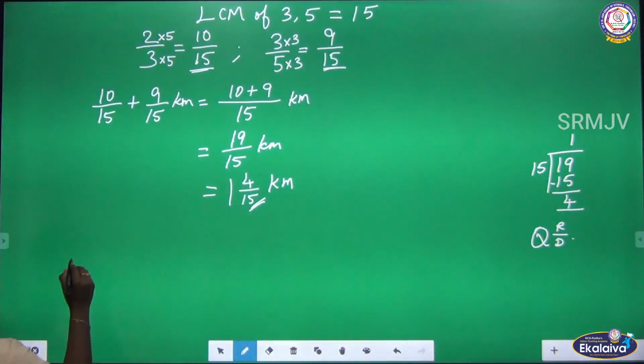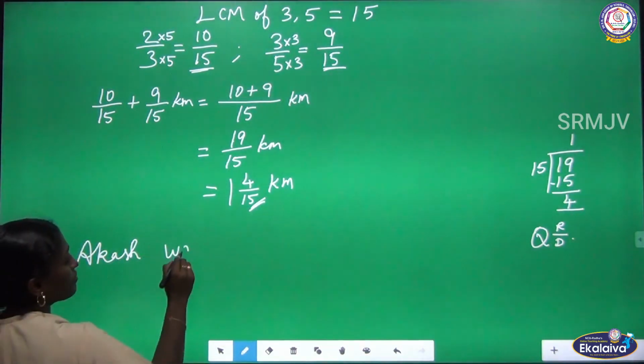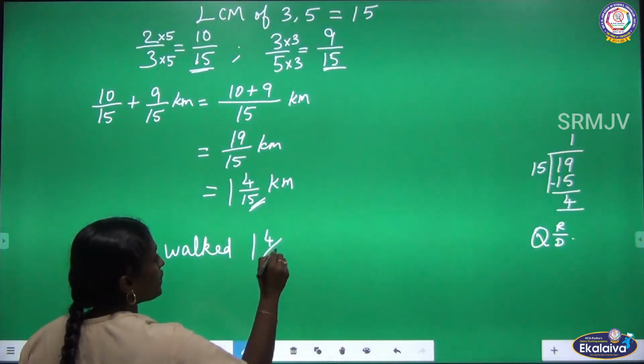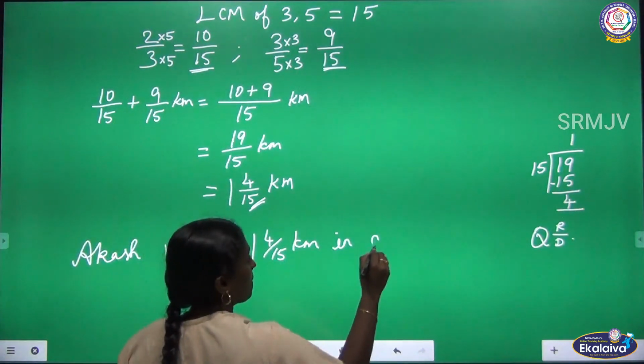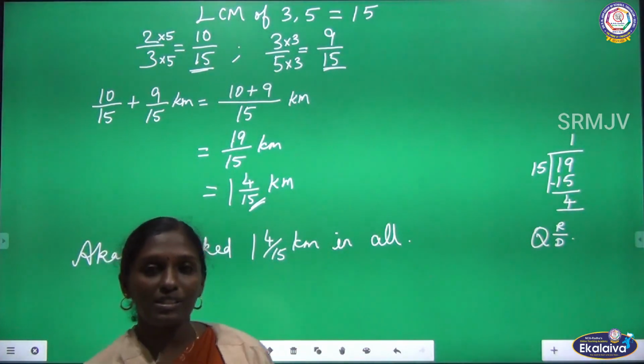Okay. So Akash walked 1 and 4 by 15 kilometer in all. Is it clear, children? Hope you all understand.